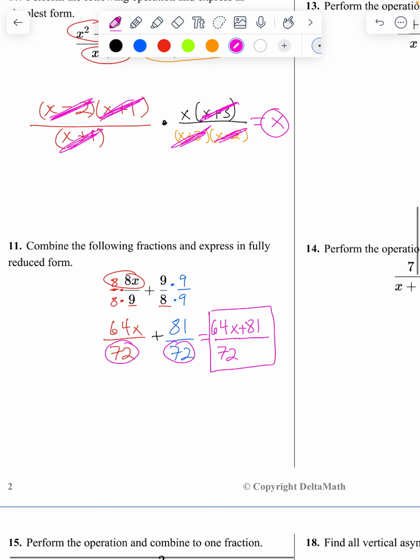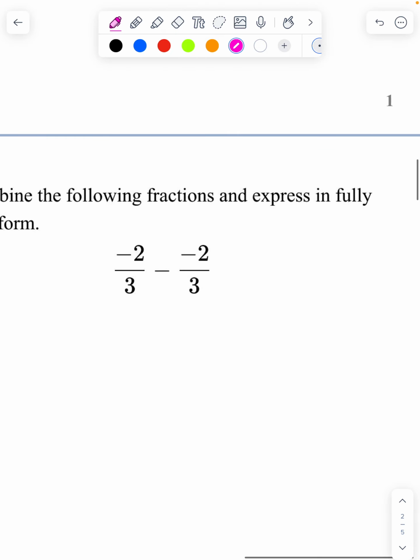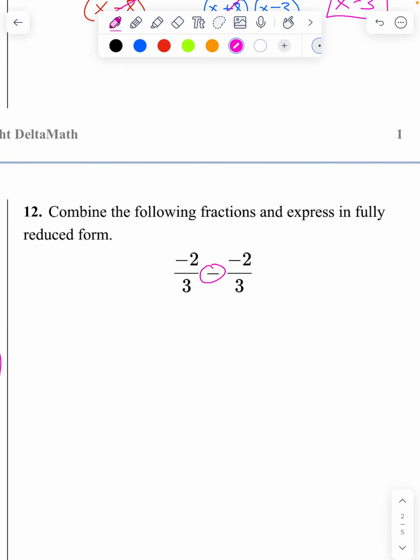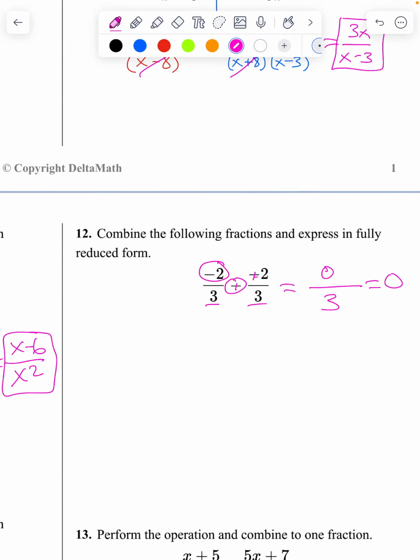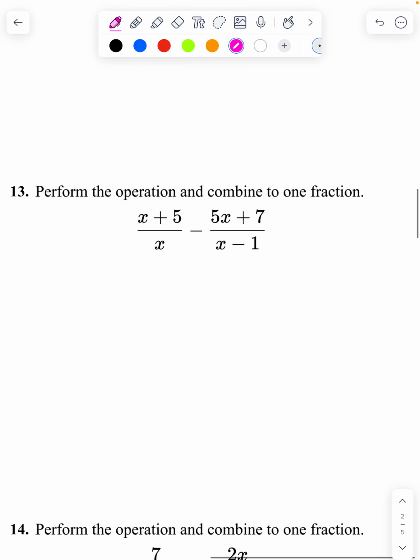And I'm going to jump over to number 12. So if we add or subtract, we have to have common denominators. Lucky thing here is the denominators are the same. So I just copy the denominator down. Now I'm just going to deal with the top. So -2 minus -2, and minus a minus is like plus. So it's really just going to be 0 over 3 or just 0. Going down to number 13.